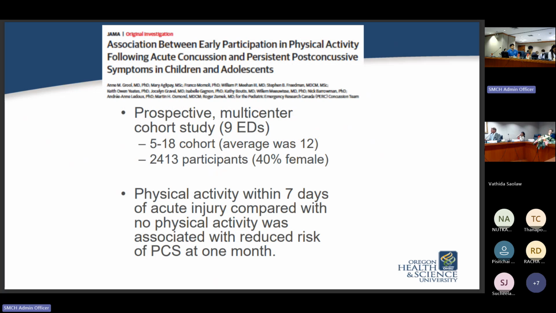There's other studies that show that those people that started physical activity within 7 days of acute injury compared with no physical activity were associated with reduced risk of post-concussive syndrome at about 1 month. So any physical activity is better than no physical activity, but structured rehabilitation is even better. So at the very minimum, we recommend being involved with physical activity in the first week.